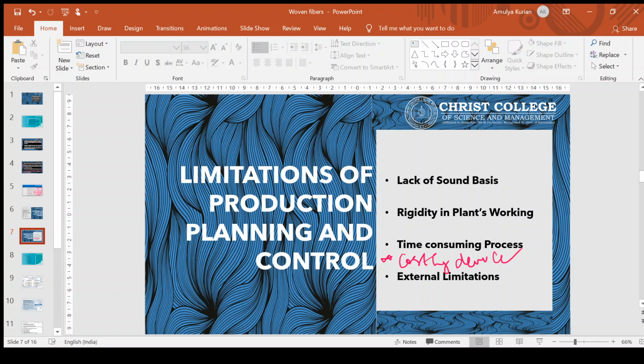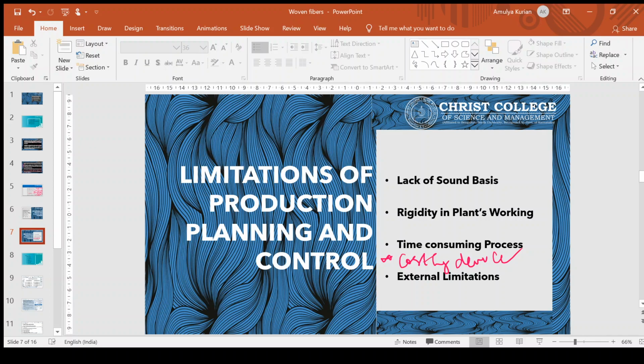And the last one is external limitation. It is sometimes limited because of external factors which are beyond the control of the production manager. For example, sudden outbreak of war, government control, natural calamities, change in technology, etc. These are the factors which have a negative impact on implementation of production planning and control.